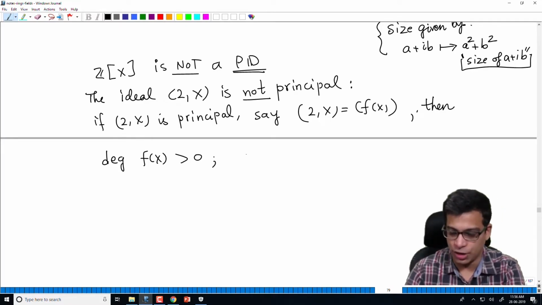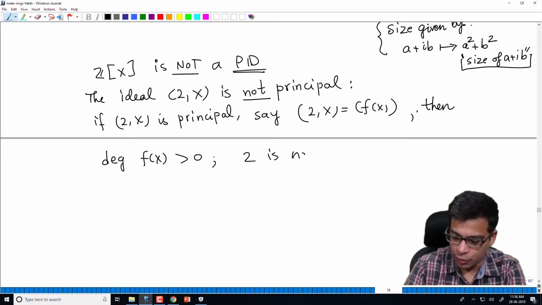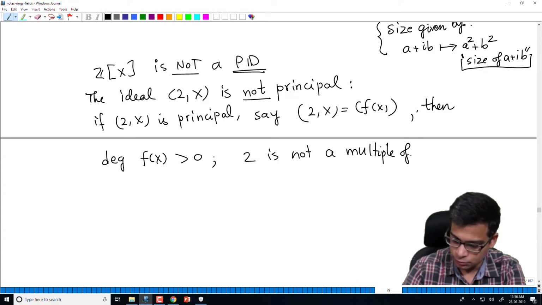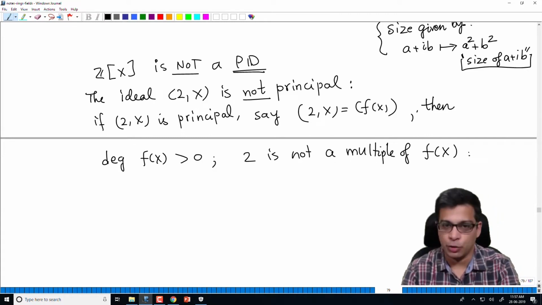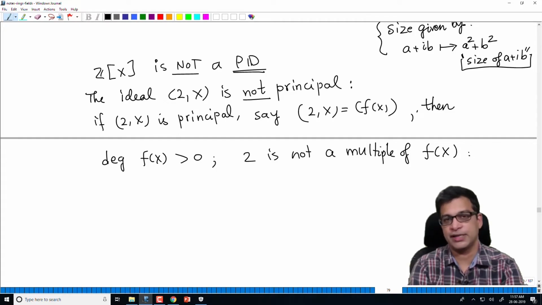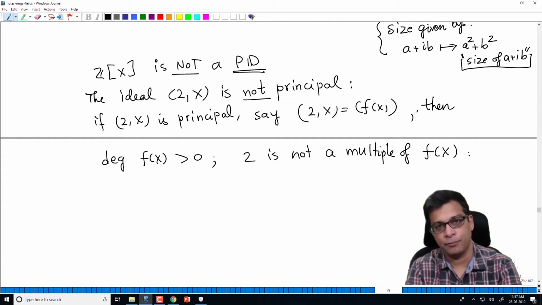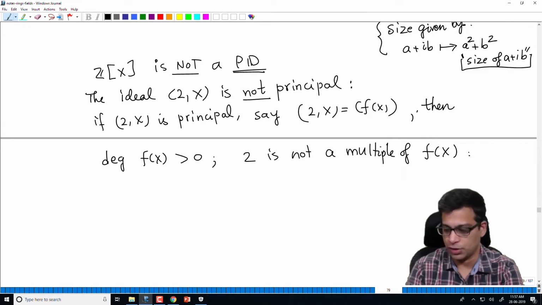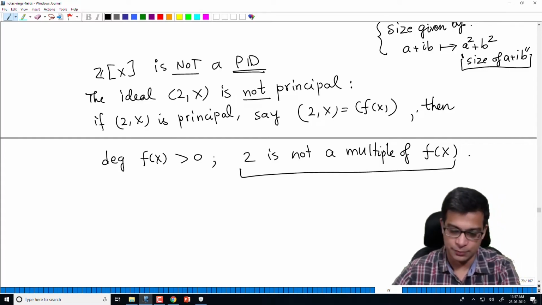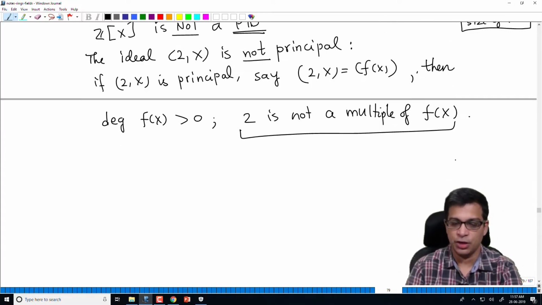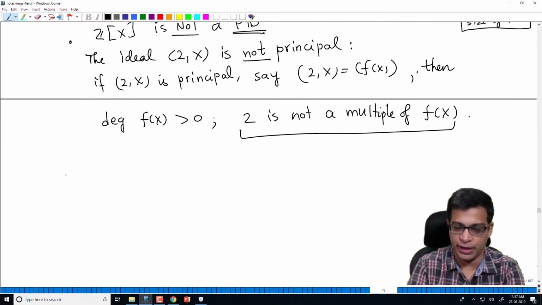And once it's positive, 2 is not a multiple of f(x). Because if it's a positive degree polynomial, when you multiply by any other polynomial, the degree only increases. It may stay the same if you multiply by constants, or it will actually increase if you multiply by non-constant polynomials, but it will never decrease. So you can never obtain 2 as a multiple of this. Okay, this is a simple explanation for why Z[x] is not a PID.